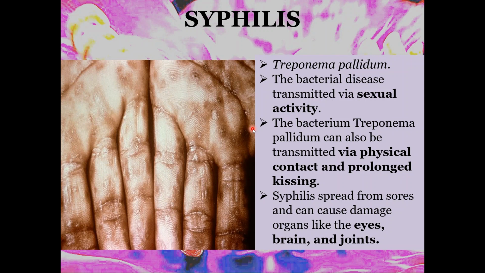Another sexually transmitted disease is syphilis. This again happens because of physical contact between each other or prolonged kissing with a person suffering from the bacterium Treponema pallidum. The common organs it affects are our eyes, brain, and joints.